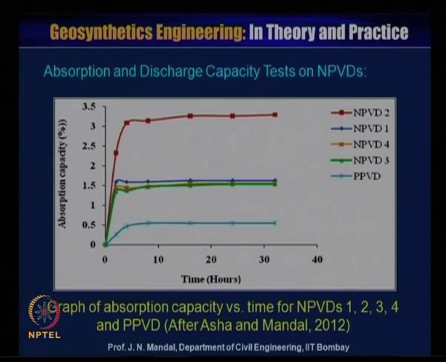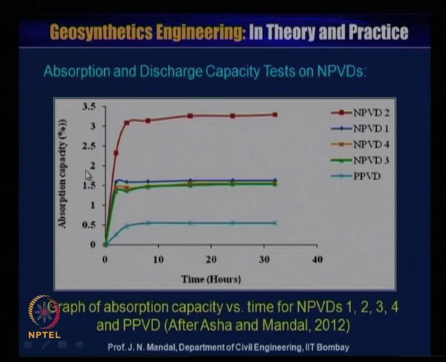So, next is the absorption or discharge capacity test on the natural prefabricated vertical drain. It is very important to understand what the absorption capacity of the natural prefabricated vertical drain should be with time. So, we have performed it as per the ASTM standard 2012. These are the 4 different types of natural prefabricated vertical drain, that is 1, 2, 3, 4, as well as the polyester prefabricated vertical drain.